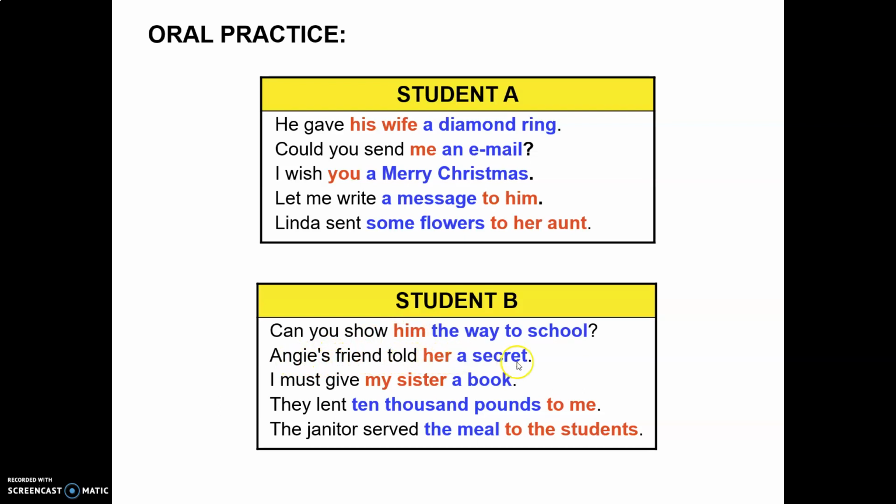Angie's friend told her a secret. Angie's friend told a secret to her. I must give my sister a book. I must give a book to my sister. They lent £10,000 to me. They lent me £10,000. The janitor served the meal to the students. The janitor served the students the meal.